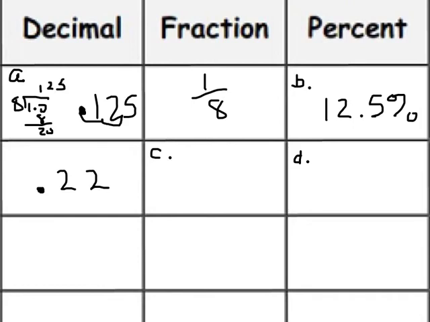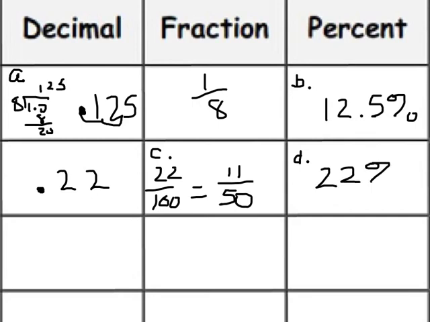Alright, here I've got 0.22, so that's 22 hundredths. I'm going to write that as 22 over 100, and then I'm going to reduce that to 11 over 50, and then that's going to be the same as 22%. Alright, good lesson. Remember to write that reference chart on page 2 down in your notebooks, and I will see you next time for lesson 59.